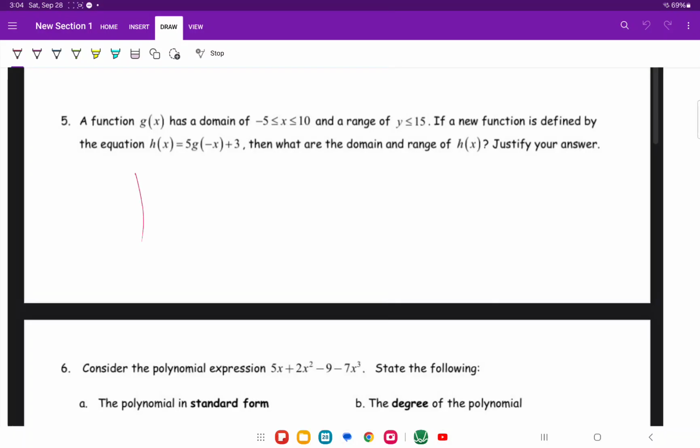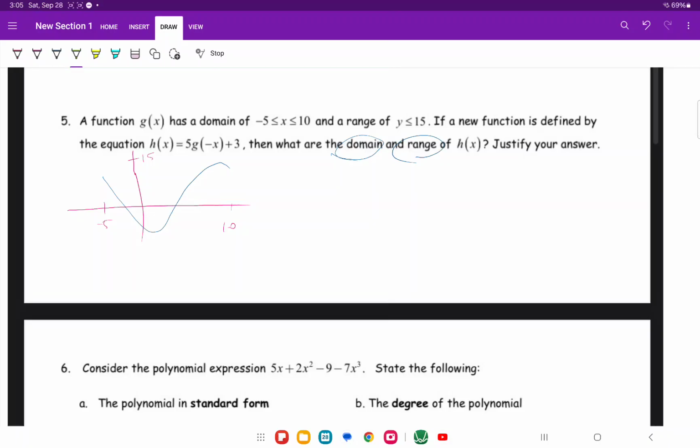Let's say we have a function that has the domain -5 to 10, and then it has a range of, sorry, y is less than or equal to 15. So let's say there's some function inside this domain. I don't know, something like this, just making this up. And then we're going to apply the transformation to this function, and then we'll see how that affects our domain and range, right? So whenever you're dealing with transformations, go inside out.